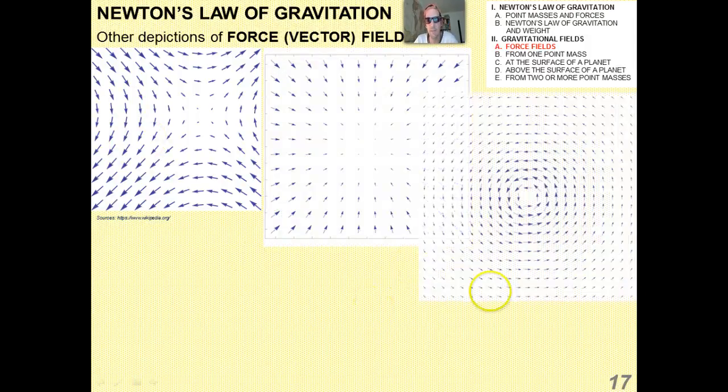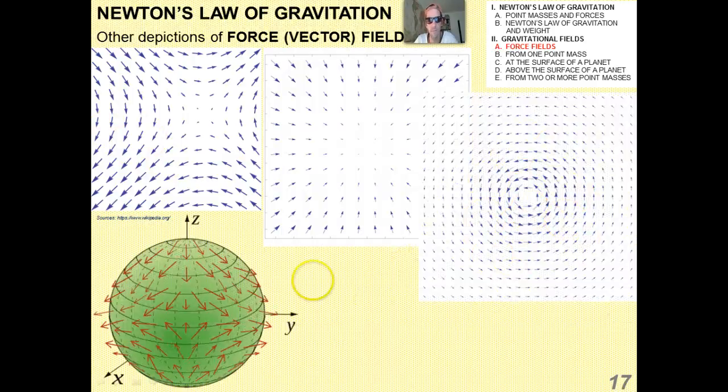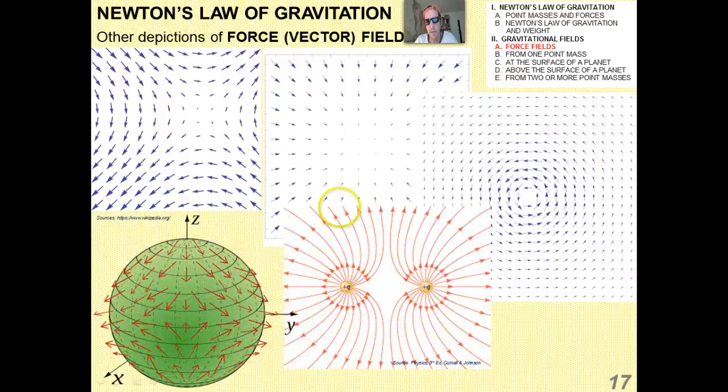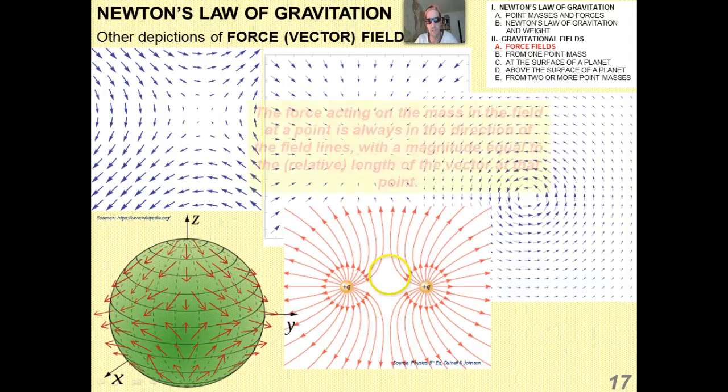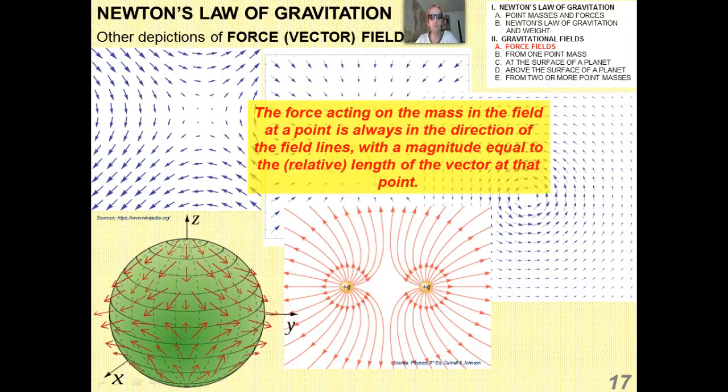Other examples of fields. Here's a circular one. It can get complicated in 3 dimensions. Here are the electric field lines around two positively charged particles. That's kind of interesting. We'll study that later. All of these have things in common, and one of them is that the force acting on a mass in the field at a point, if it's a gravitational field, is always in the direction of the field lines with a magnitude equal to the relative length of the vector at that point. In fact, that's true of all fields.